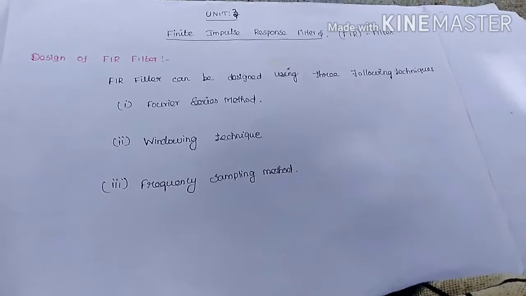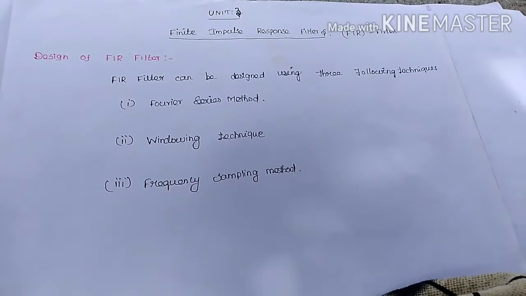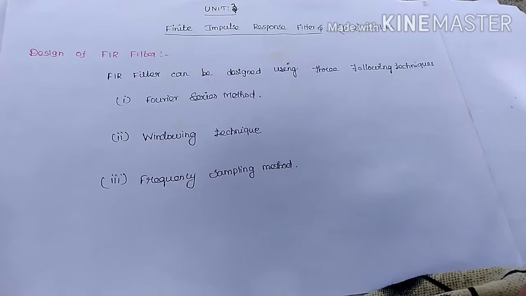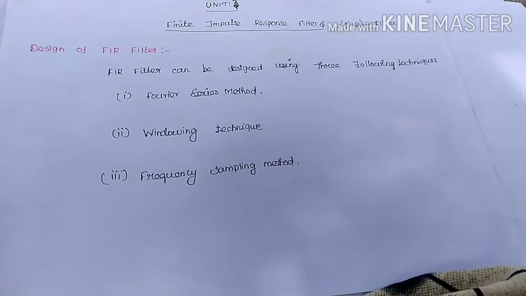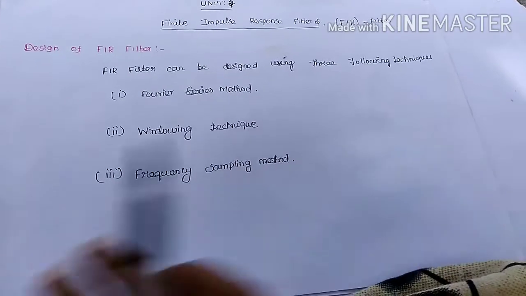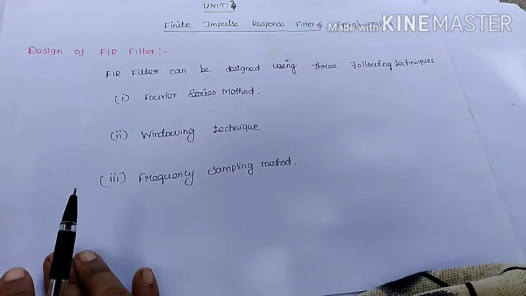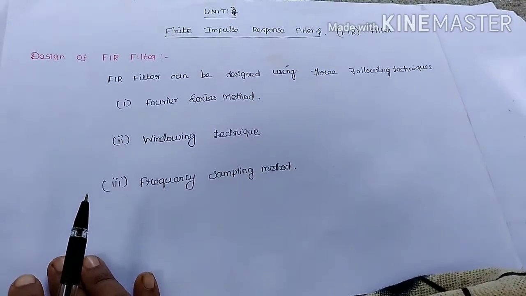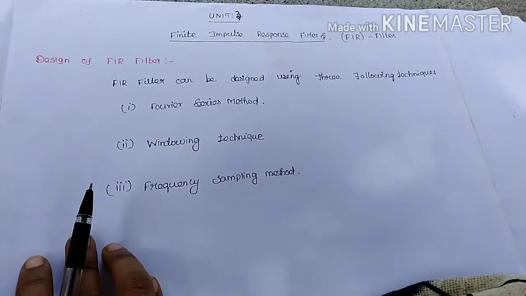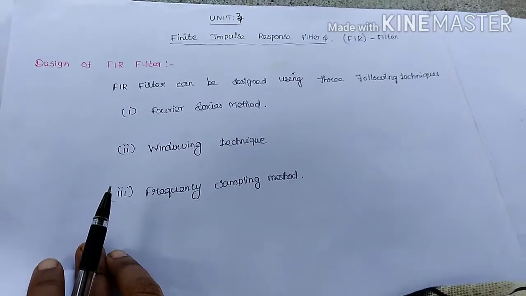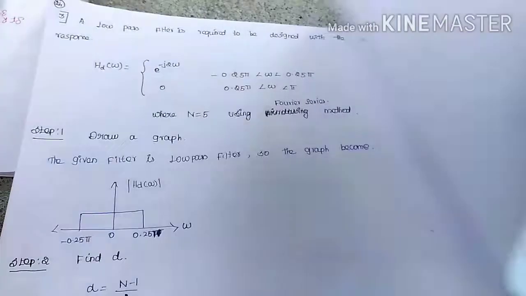So hello friends, in the third unit for DSP, we are going to discuss the finite impulse response filter using the Fourier series method. How will you solve a problem using the Fourier series method, how will you compute an FIR filter with the help of the Fourier series method? We will see all of this in this unit.